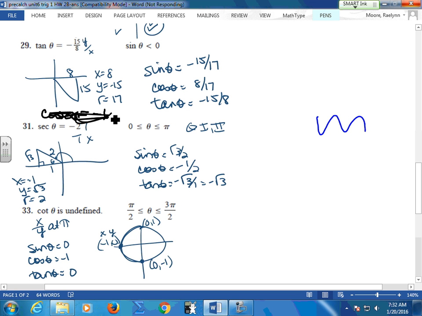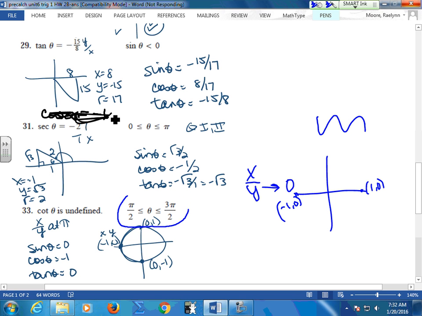Okay, cotangent is undefined. That means the denominator is 0. So if my cotangent is x over y, that means I'm looking for a y of 0. That means I'm looking for either here or here, because cotangent is x over y. And they told us between 90 and 270, between pi over 2 and 3 pi over 2. So I want this guy. I want pi. Okay, easy way to start that. Everybody okay with that? Yep.